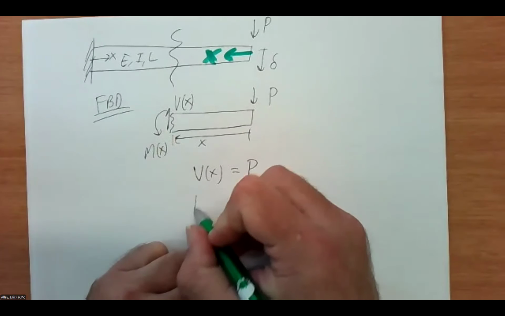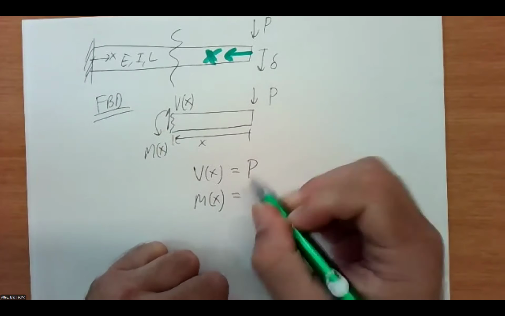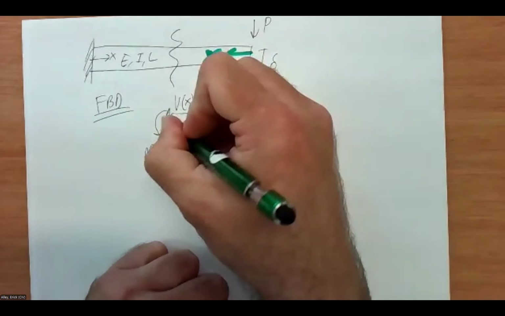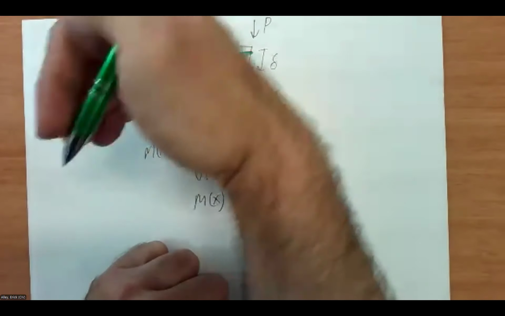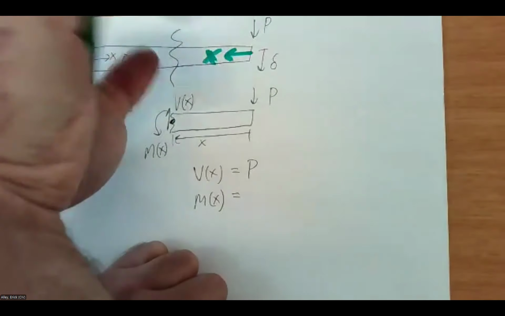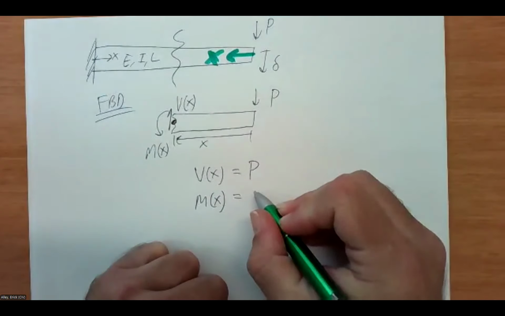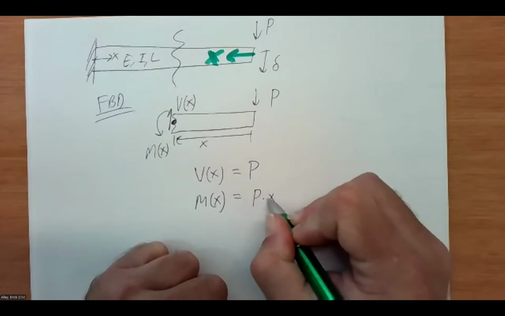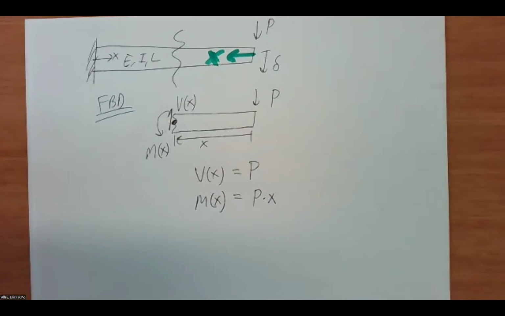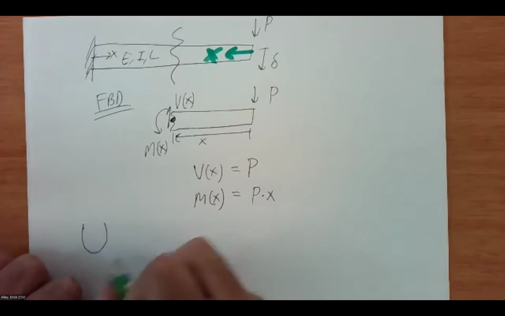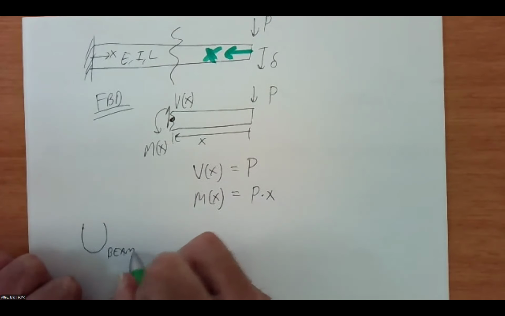We're going to sum up moments. M of X would be our other thing that we need to find. I can see about this spot, M of X is going counterclockwise and P times X is going clockwise. So they're just going to oppose each other. I've got P times X right there, okay? And now we're going to set up our U for the beam.